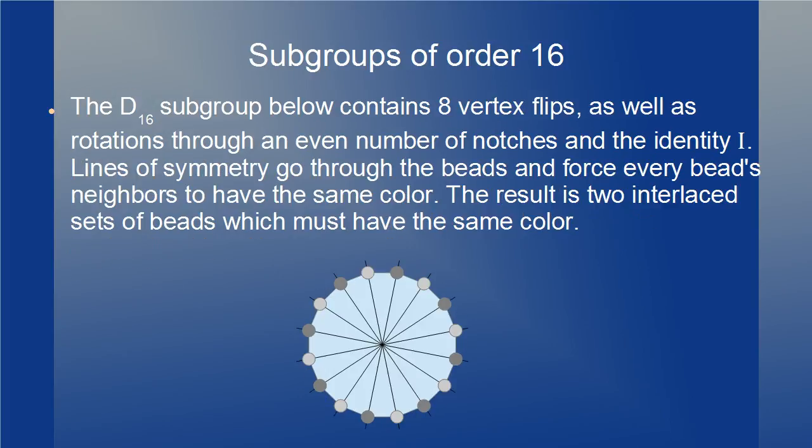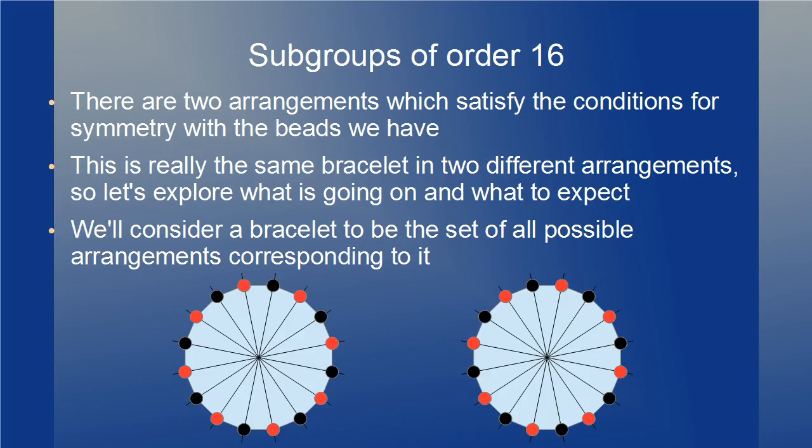The next dihedral group of order 16 consists of the 8 flips that go through beads instead of between them, as well as rotations through an even number of notches and the identity. Lines of symmetry go through the beads and force every bead's two neighbors to be the same color, and the result is two interlaced sets of 8 beads, where the 8 beads in each set have the same color. There are 2 ways to achieve symmetry with the colors we have, one set red and the other black, and vice versa.